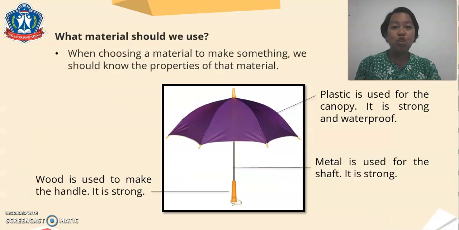What material should we use? When choosing a material to make something, we should know the properties of that material. We have here an umbrella. Wood is used to make the handle because it is strong. Plastic is used for the canopy. It is strong and waterproof. Metal is used for the shaft as it is strong.